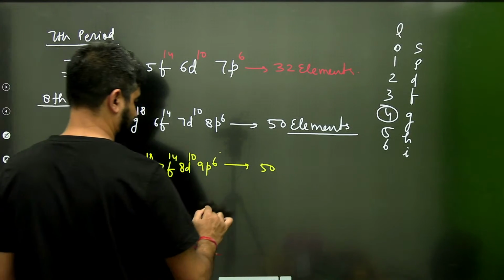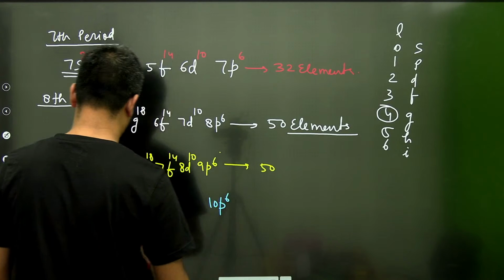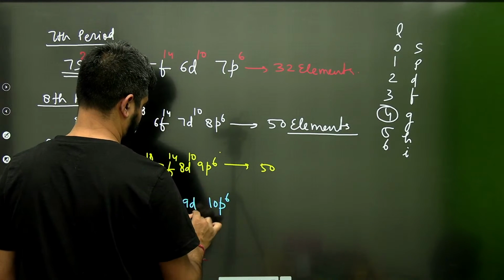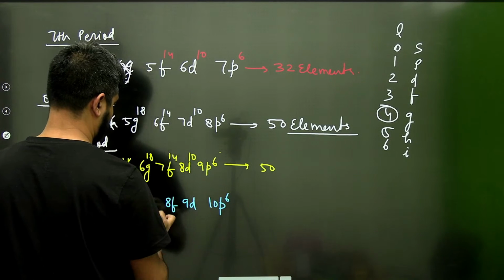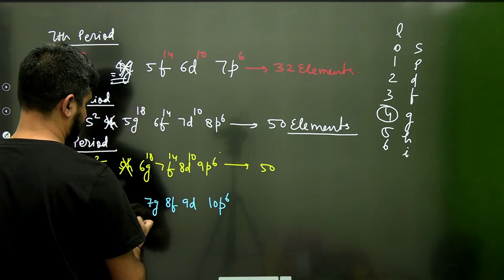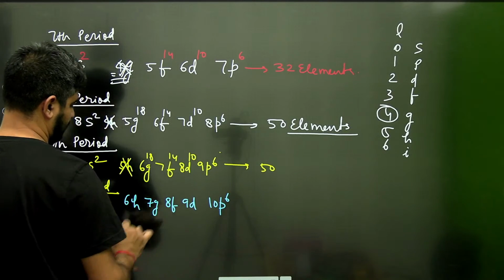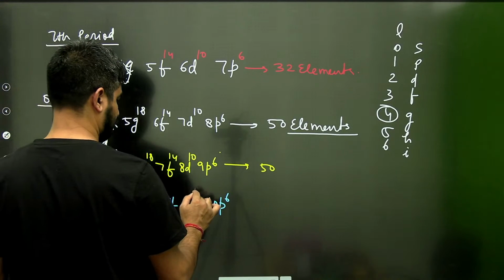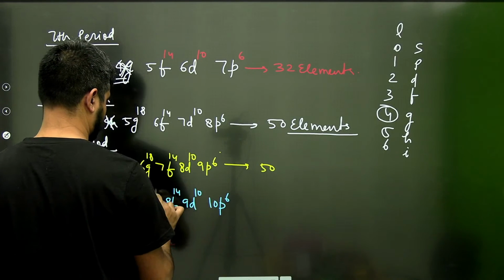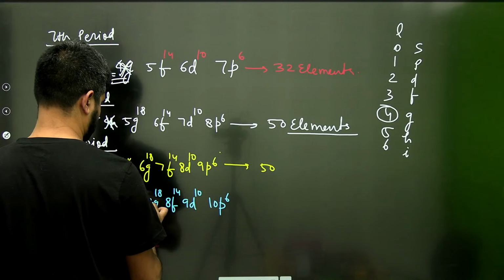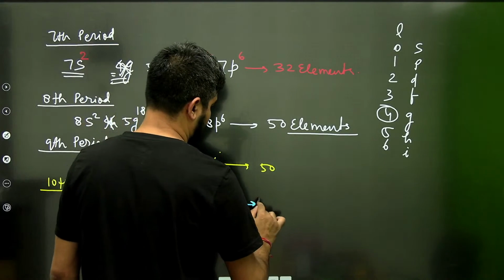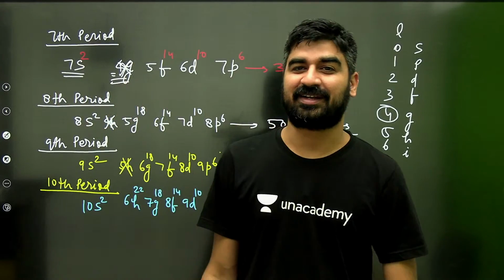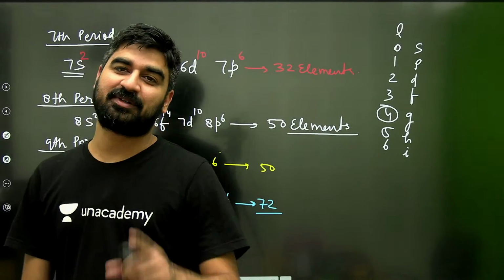10s, 10p. Then I will write 9d, 8f, 7g, 6h. So 6h is possible. So how many elements will be there? 72. Yes, Nehanshu, you are right. 72 elements will be possible there.